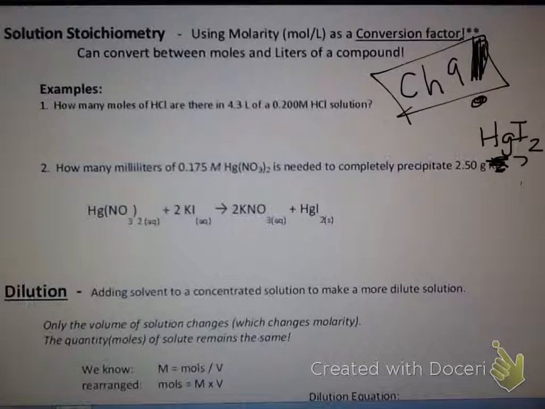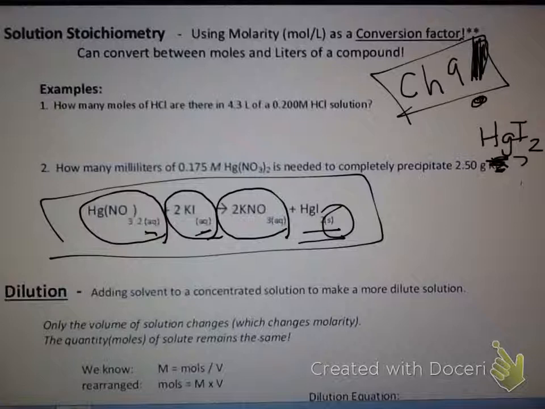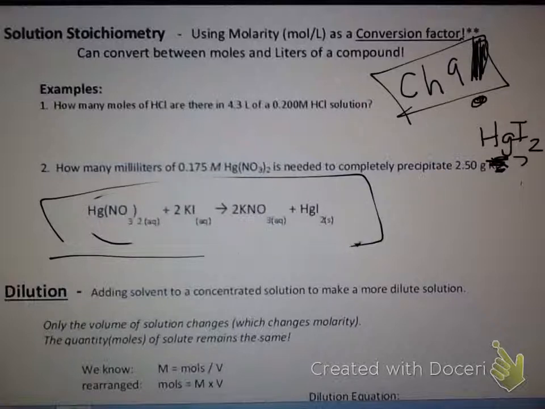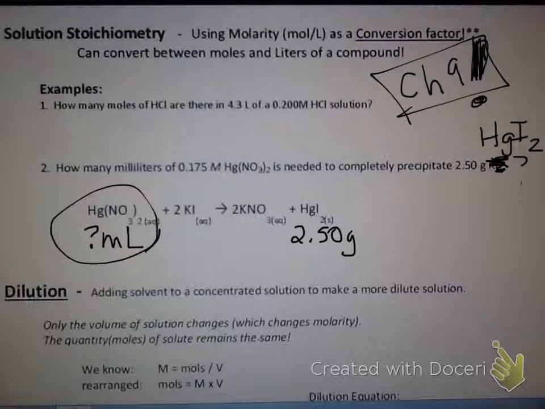So why did I say this has to be mercury 2 iodide? If we look at this chemical equation that's given, it says a solution of mercury 2 nitrate is mixed with a solution of potassium iodide. That's what it means to be aqueous, the water solutions. They make a solution of potassium nitrate plus the solid mercury 2 iodide. In the question, it said that we precipitate out 2.5 grams. The precipitate is the solid, so it must be the mercury 2 iodide. So let's read the question again. It says, how many milliliters of this mercury 2 nitrate solution, so we're going to put that right here, how many milliliters of this solution is needed to completely precipitate 2.50 grams of mercury 2 iodide?